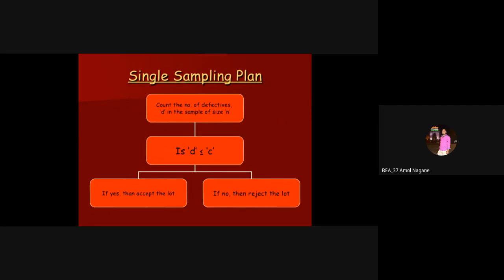So count whether the defective is less than or equal to the sample size. Okay, so if yes, then accept the lot, and if no, then reject the lot. Okay, so already we have discussed this.